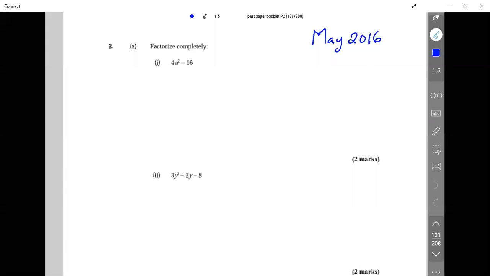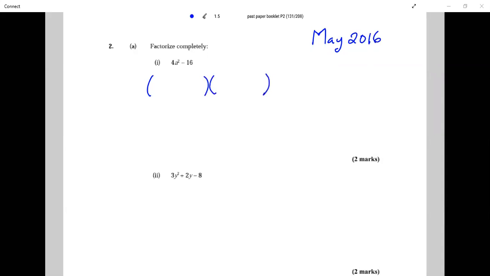All right, so this is May 2016, and we start out with 2A, which says factorize completely. I is the difference of two squares. Very easy to factorize.